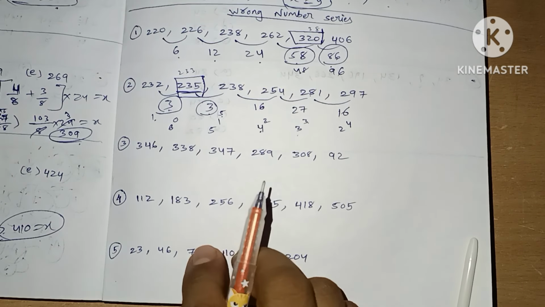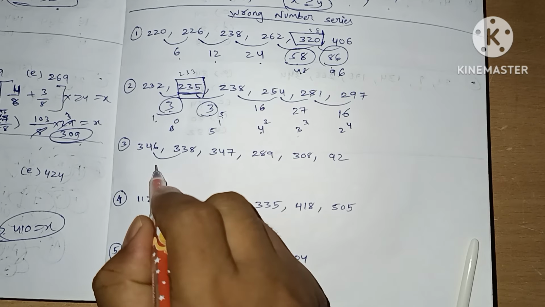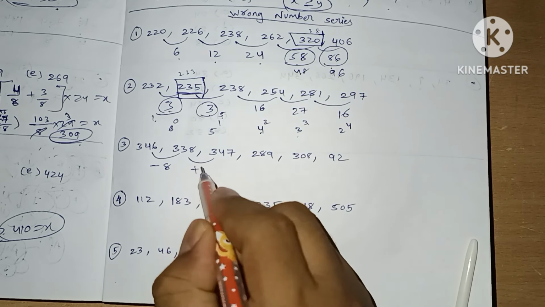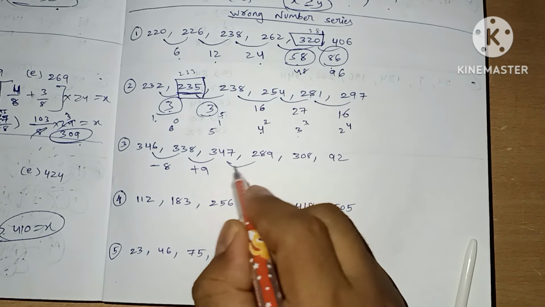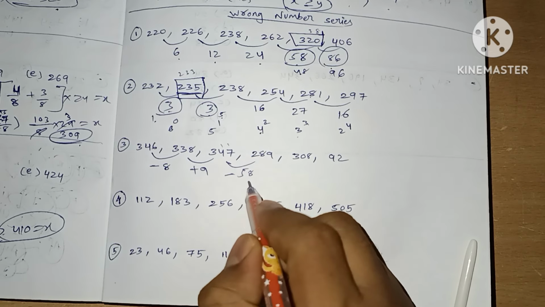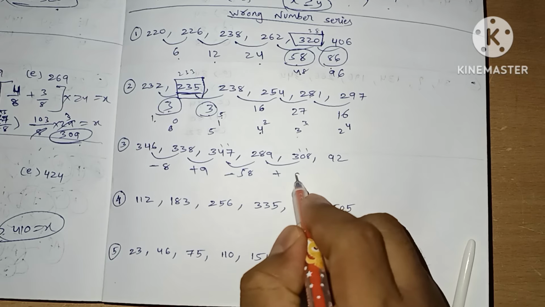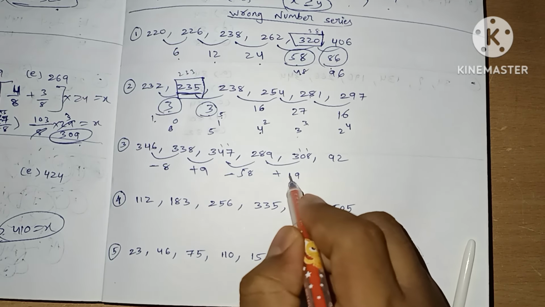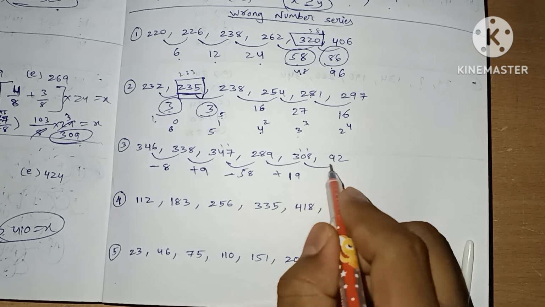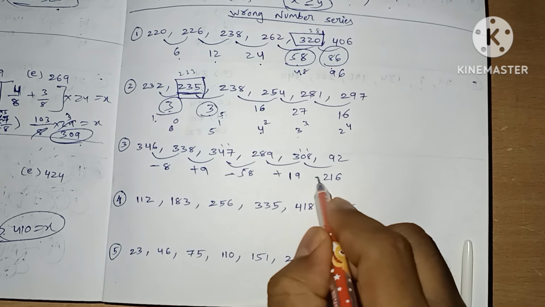Next, third question. The difference between these two is minus 8. Here the difference between these two is plus 9. Here the difference between these two is 11, which will be 8 and 58, minus 58. Here plus 11 means 19, 19 plus 19. Here the difference between these two is 6, 1, 216, minus 216.